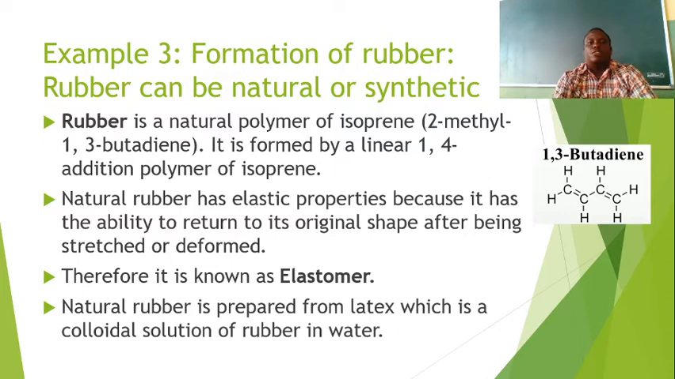So let us move on to another example, which is the formation of rubber. Rubber can be natural or synthetic. I have told you they can be formed from natural plastics, like the one you extracted from milk yesterday, or they can come from petroleum or natural gases. I have told you there are two types of plastics. Some are natural and the others are synthetic, when they come from natural gas or petroleum.